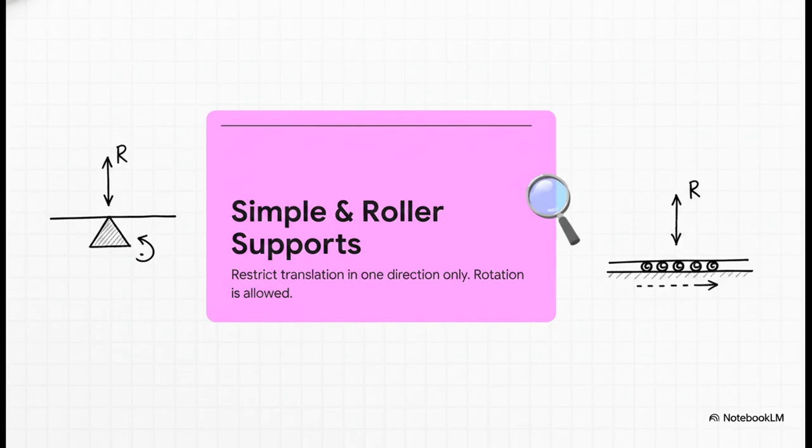So think of simple and roller supports as your first mental flashcards. A simple or roller support exerts a reaction strictly perpendicular to the plane of the support. Basically, they restrict translation, like sliding movement, in just one single direction. And here's the absolutely crucial part for your diagrams. They do not restrict rotation at all. The beam is perfectly free to pivot around that point.